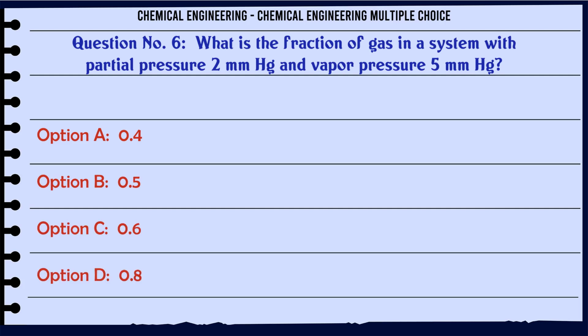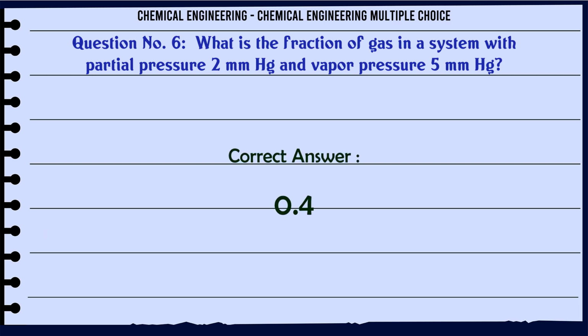What is the fraction of gas in a system with partial pressure 2 mm Hg and vapor pressure 5 mm Hg? A 0.4, B 0.5, C 0.6, D 0.8. The correct answer is 0.4.